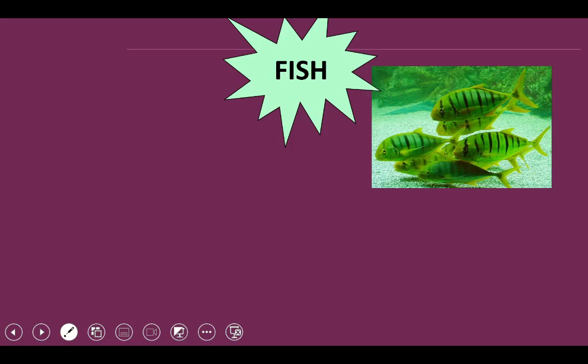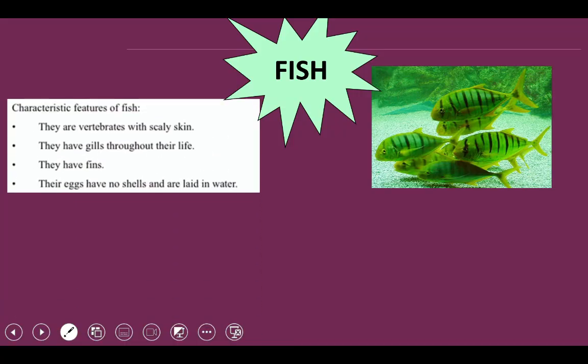Let's see what are the different characteristic features of fish. The fishes, as you can see, they are vertebrates with scaly skin. They have gills throughout their life because they breathe in water. They have fins to swim and their eggs have no shells and they are laid in the water. So these are the characteristics that you have to memorize.